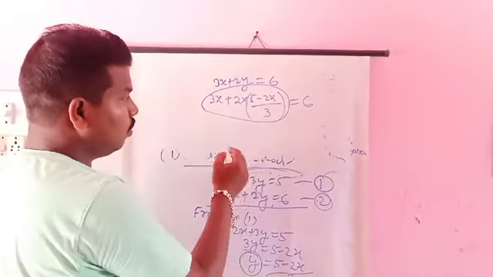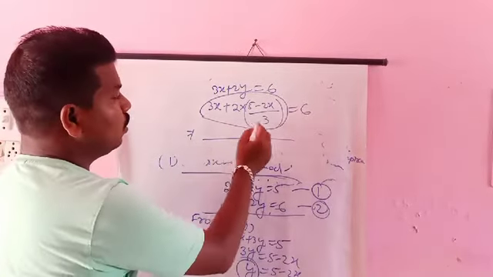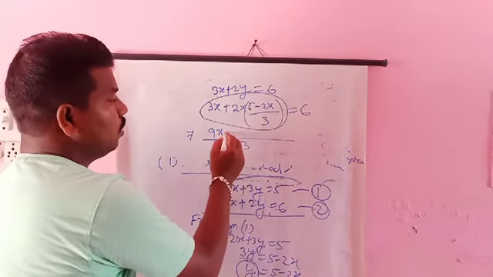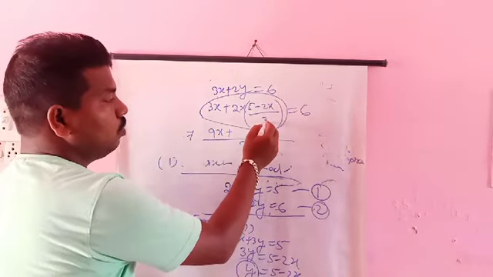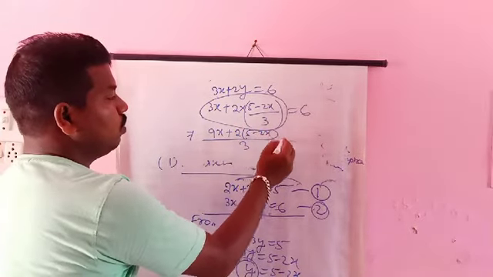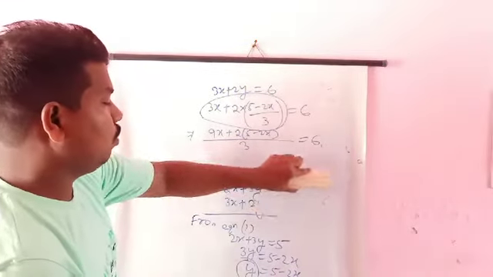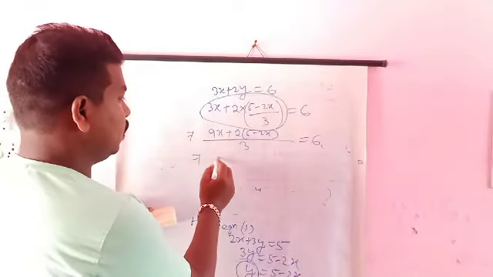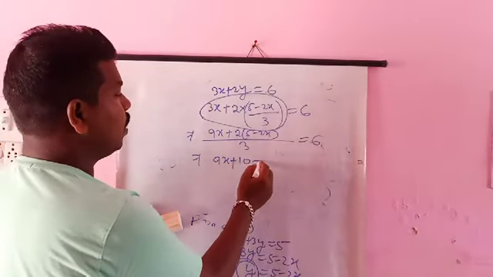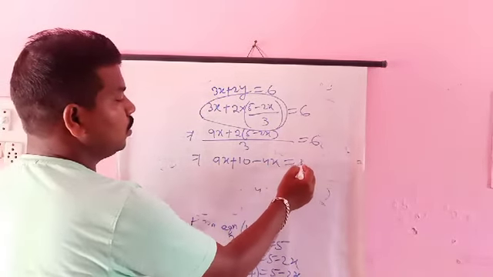So now we have to solve. First we take the LCM. LCM is 3 here. 3 is multiplied with 3x, which equals 9x. Then 3 divided by 3 is 1, multiplied with 2 into (5 minus 2x), equal to 6. Then we simplify: 9x plus 2 multiplied here gives 10, 2 multiplied here gives minus 4x, and 3 multiplied directly by 6 gives 18.